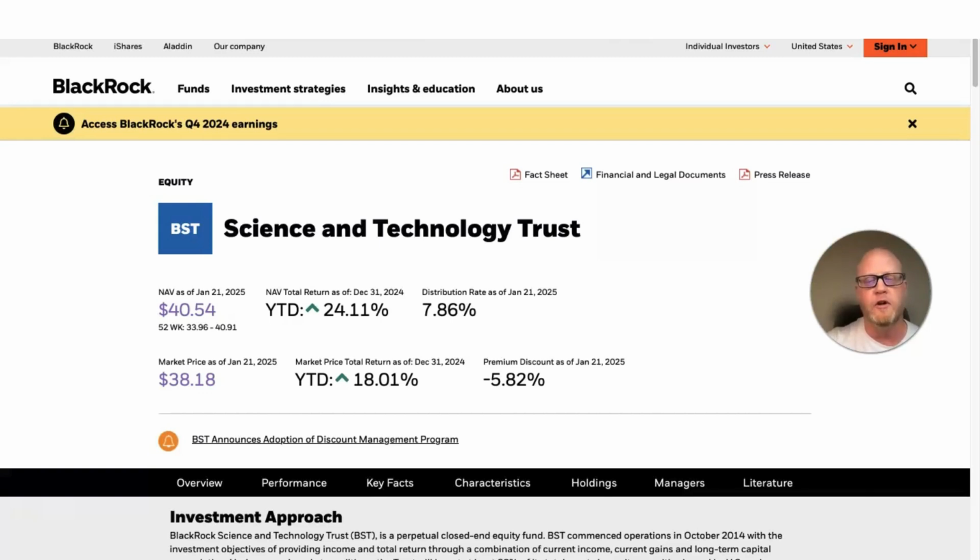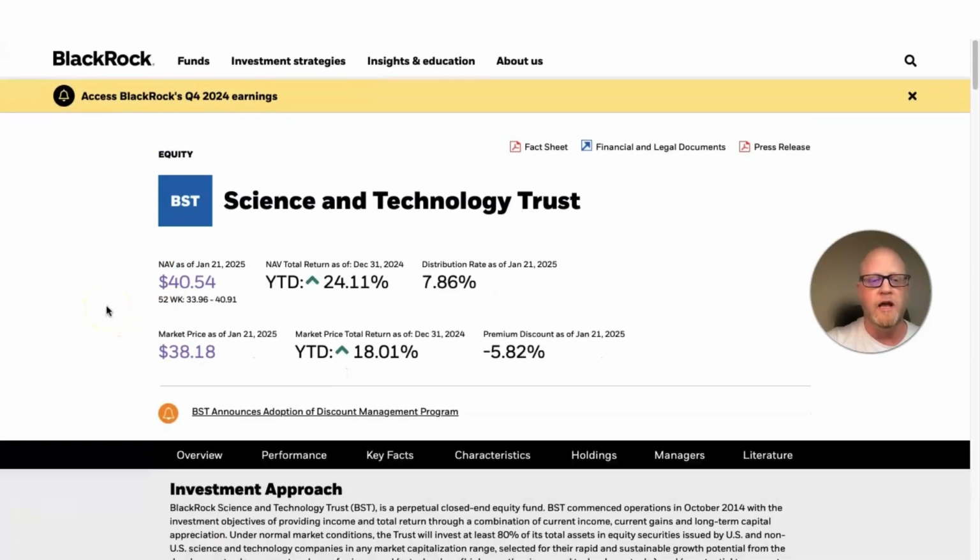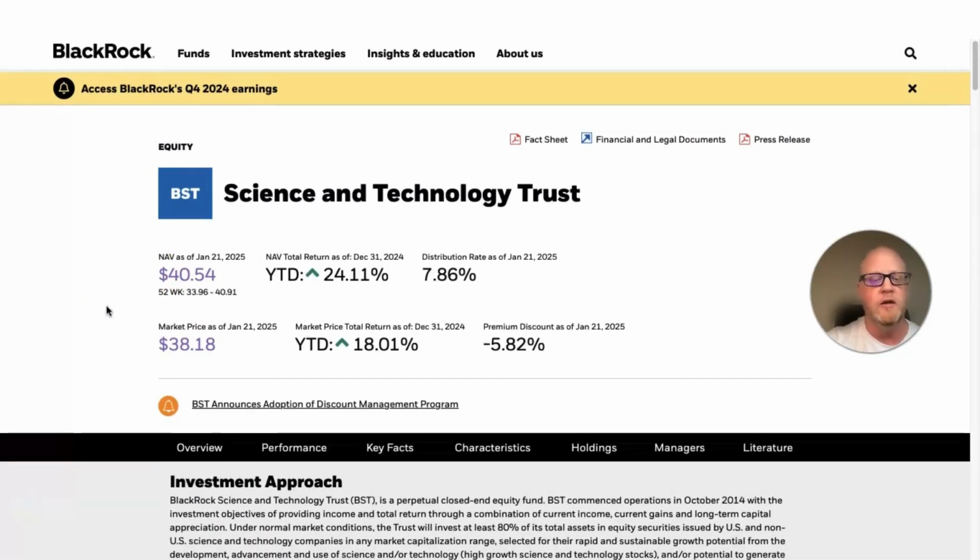All right, so with that, the first closed-end fund that I hold right now is BST, which is the BlackRock Science and Technology Trust closed-end fund. It is currently about $40 a share, so the net asset value is $40.54, and the market price is $38.18, which gives you a discount, as we were talking about earlier, of negative 5.82%. So you're actually able to buy the closed-end fund for less than the net asset value of the underlying holdings. That could vary over time, and that might be typical for BlackRock's BST, but we'll have to see if that's a good discount or not.